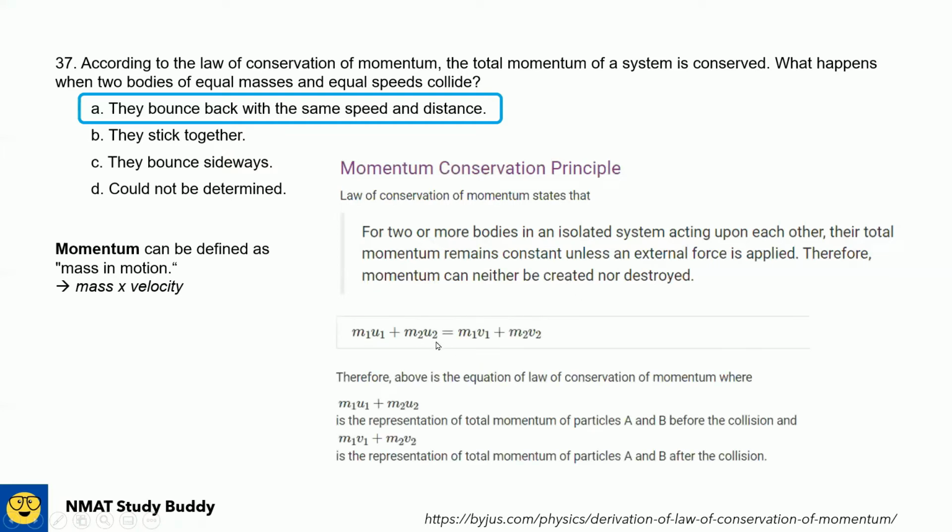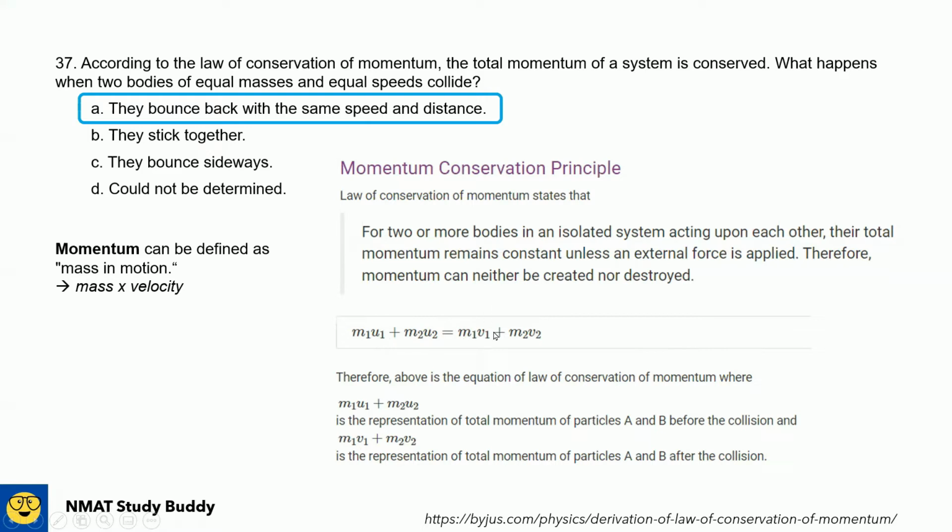Therefore, momentum can neither be created nor destroyed. And as you can see here, itong equation na to, this m1u1 plus m2u2, it represents the total momentum of particles A and B before the collision. So, m is the mass and u is the velocity before the collision.